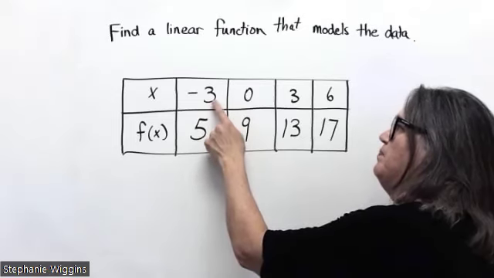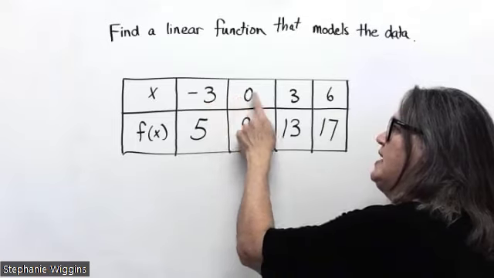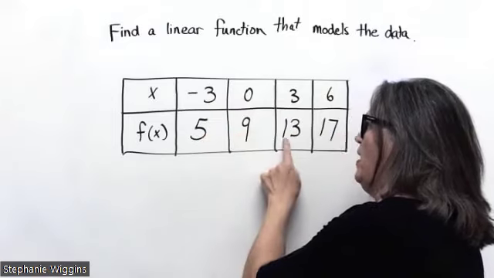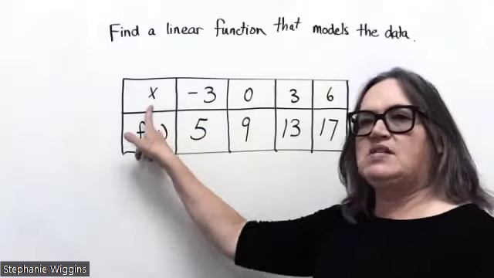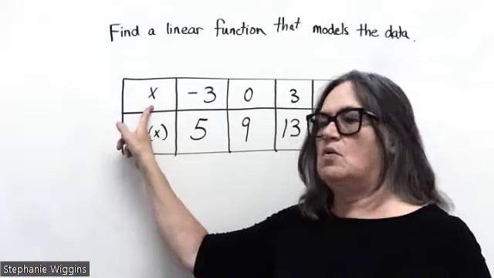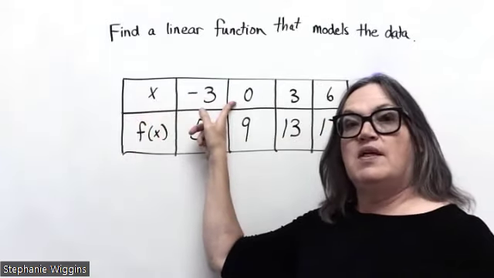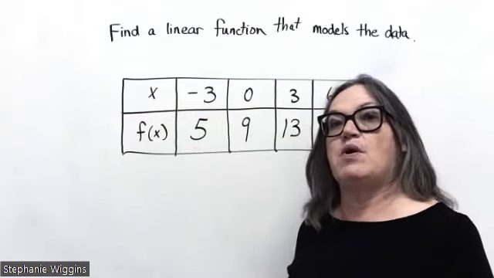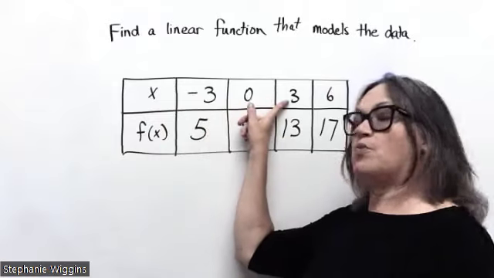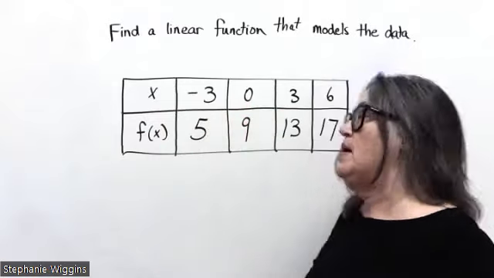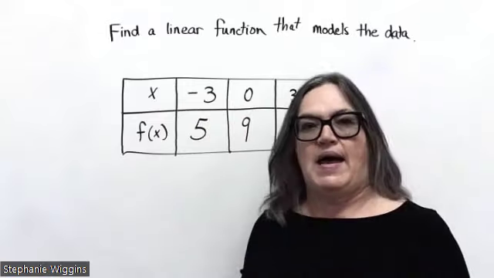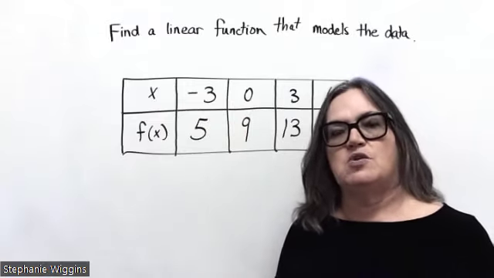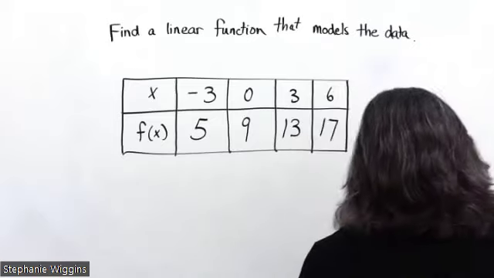And then as you go from one X value to the next, you can see it increases by 3 every time. And here it increases by 4 every time. So the X values represent the run. When you go from -3 to 0, the run is 3 because you're adding 3 to -3 to get to 0. Similarly, when you go from 0 to 3, you're adding 3. And when you go from 3 to 6, you're adding 3. So each time you're adding 3. So the run is +3.